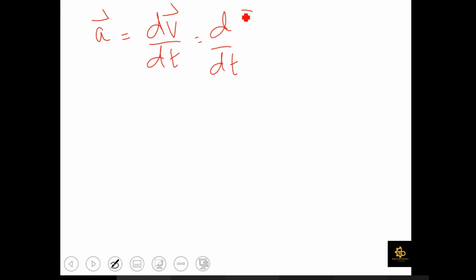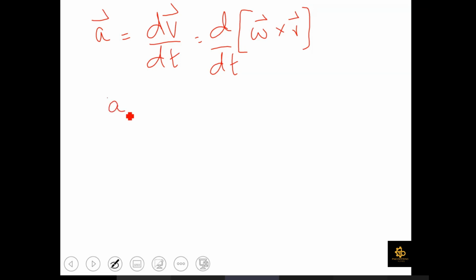इससे पहले हमने क्या पढ़ा है? वेलोसिटी वेक्टर किसके बराबर होता है? Omega cross r के बराबर. It means that you are going to take the derivative of a cross product. Any idea कैसे लेते थे derivative of a cross product? Product rule apply करते थे.